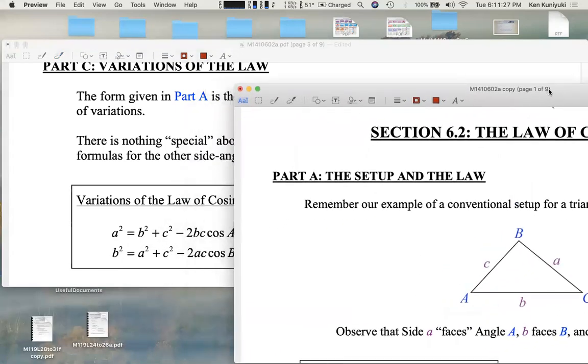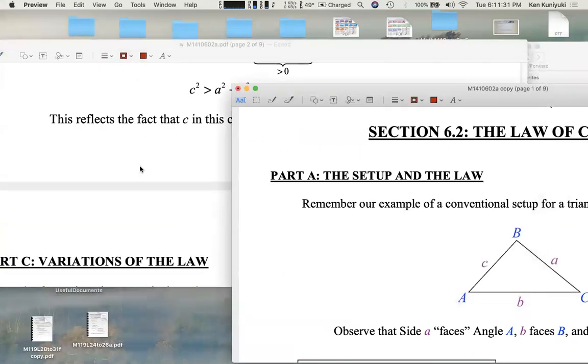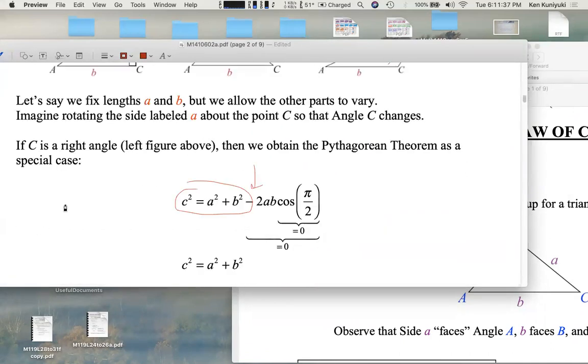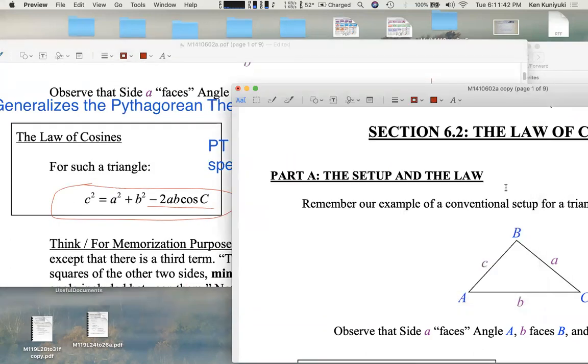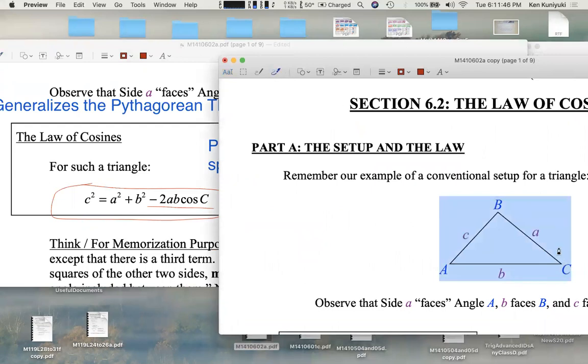Looking at our setup, I'll go way back to the original one that we focused on. Going back to this guy over here, remember that capital C faces little c.